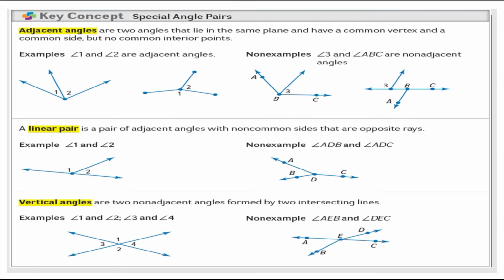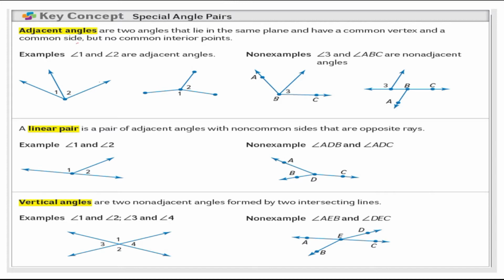The first angle pair are adjacent angles. So by definition, what are adjacent angles, and why do you need to know the definition? If you have the definition in mind, you can find those angles in the figures. There are two angles that lie in the same plane and have a common vertex and a common side, but no common interior points.